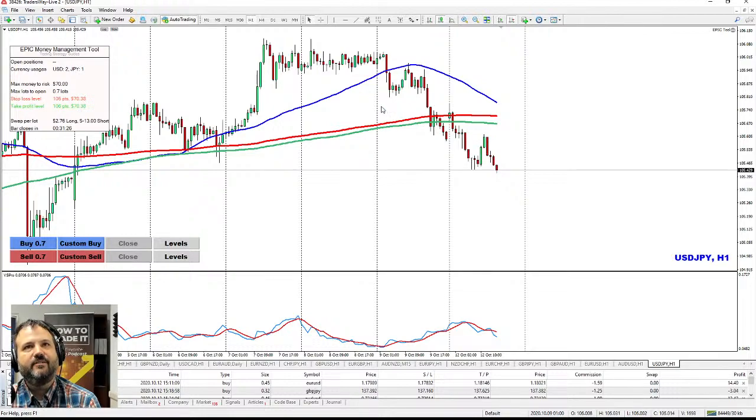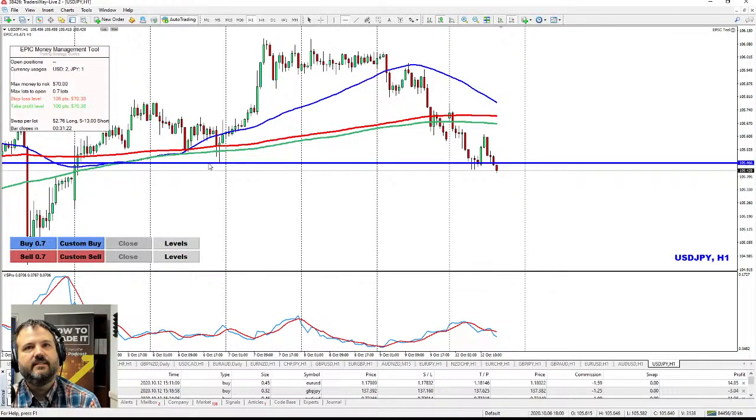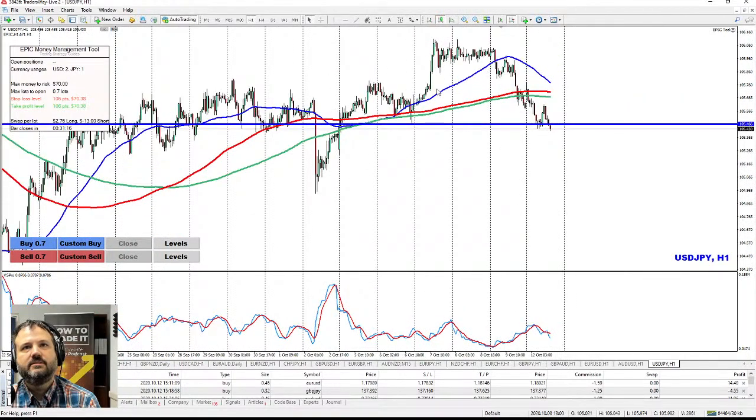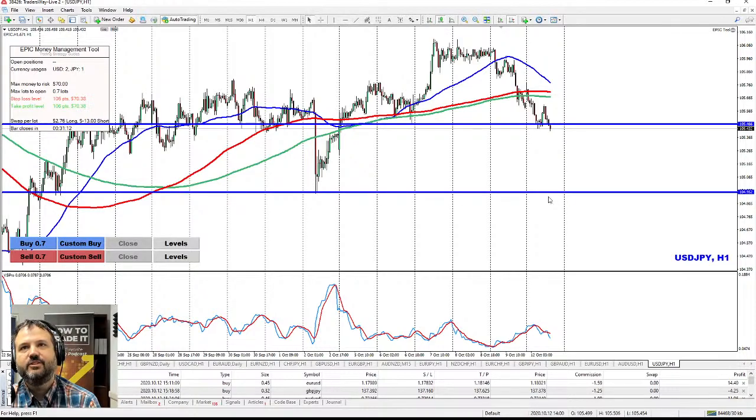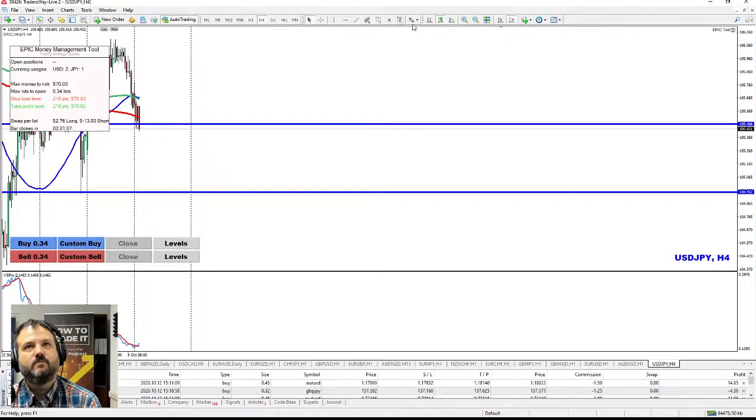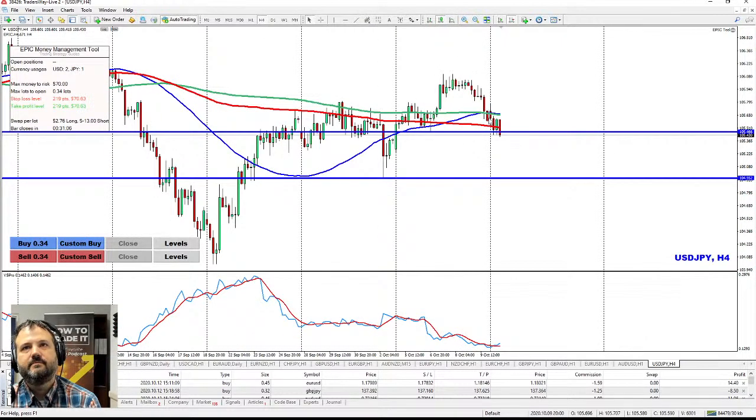We're moving down. We have this level that just got broke. So it looks like there's another level down here. Could get down here possibly. From one range to the other.